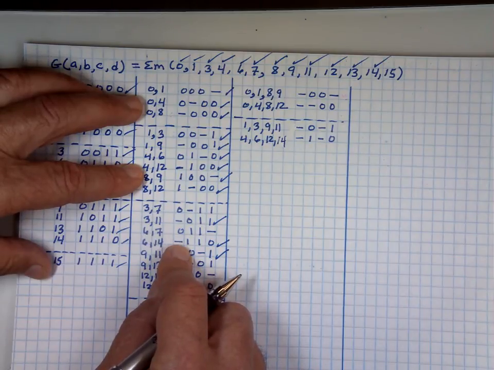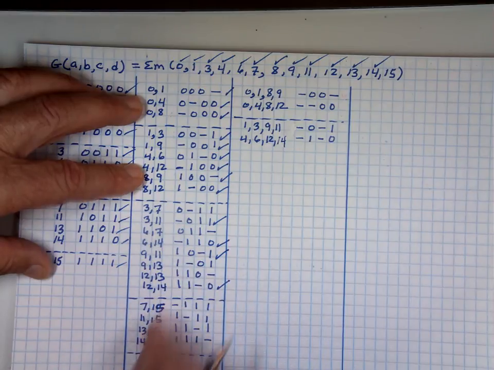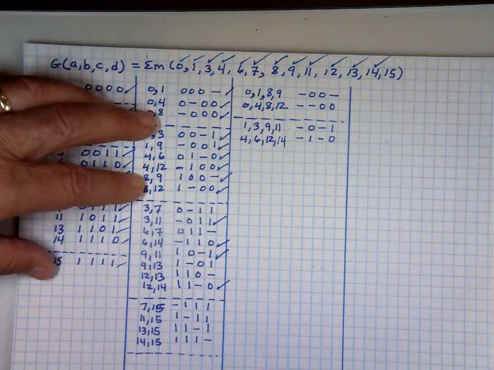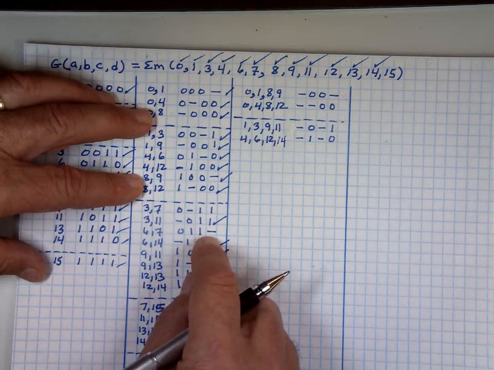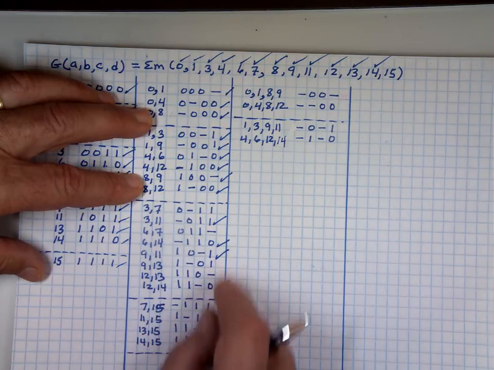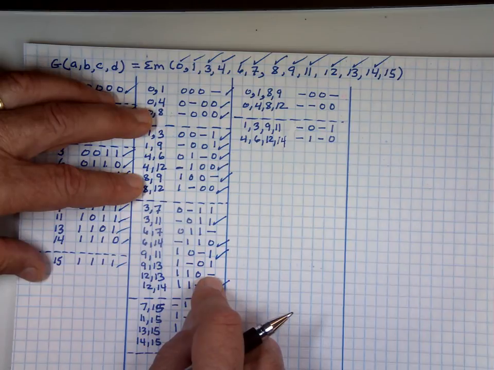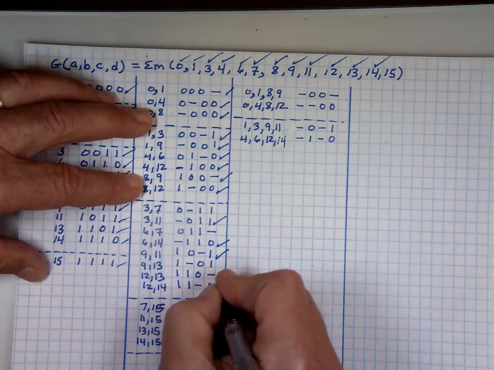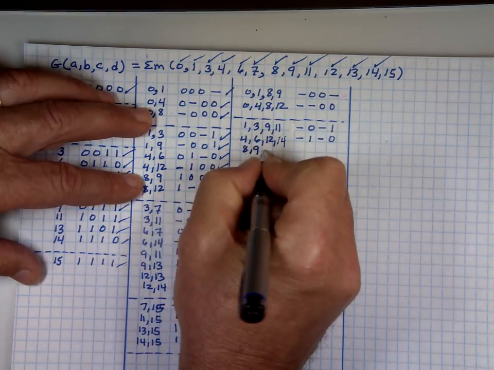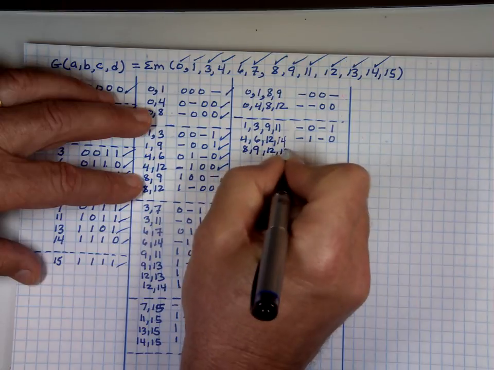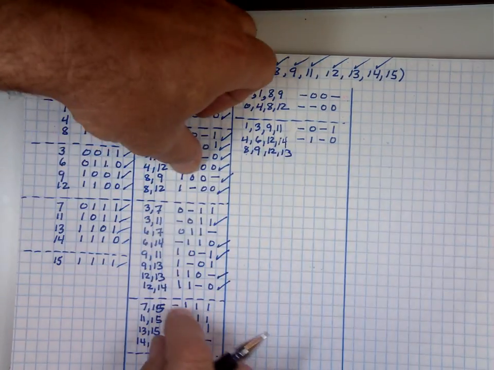What about the 8 and 9, the dash at the end? 8, 9, 13. 6 and 7, do they match? 8, 9, 6 and 7, no. 8, 9, 12 and 13. 8, 9, 12, 13. This is 8, 9, 12 and 13. 1 dash 0 dash.